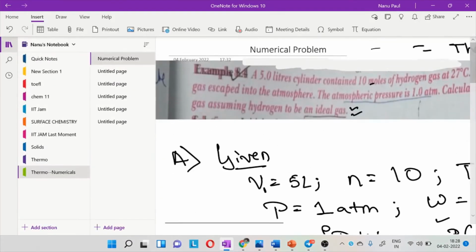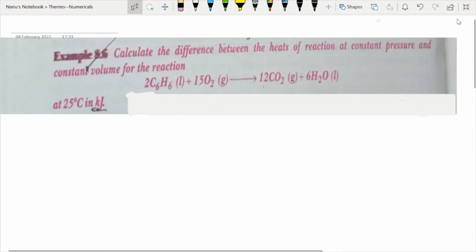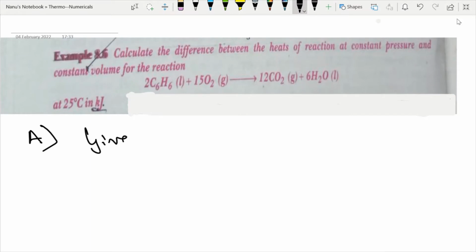Okay, so let us go to the next problem. I'm covering all the different types. There are 6 types of problems I saw that can come in this first law, and I'm covering all of them. In the next video, we'll do the second law. Thermo is very important, as you know. So let us look at this problem. First, read the question one or two times. Let us write what is given and what is asked.